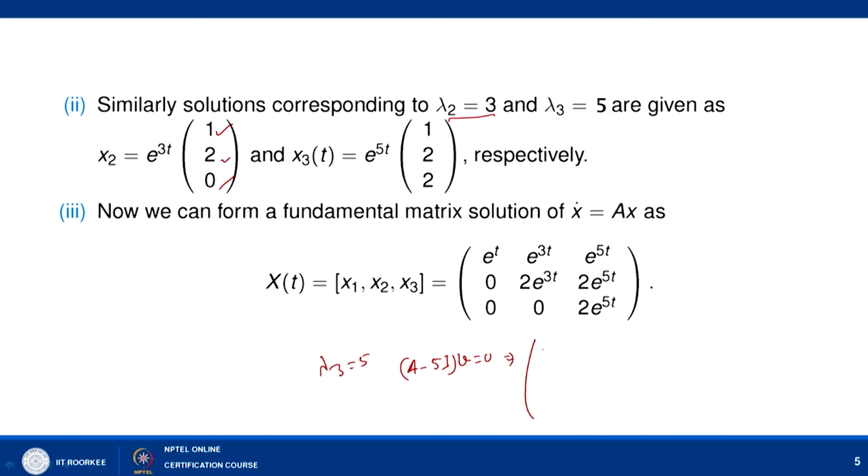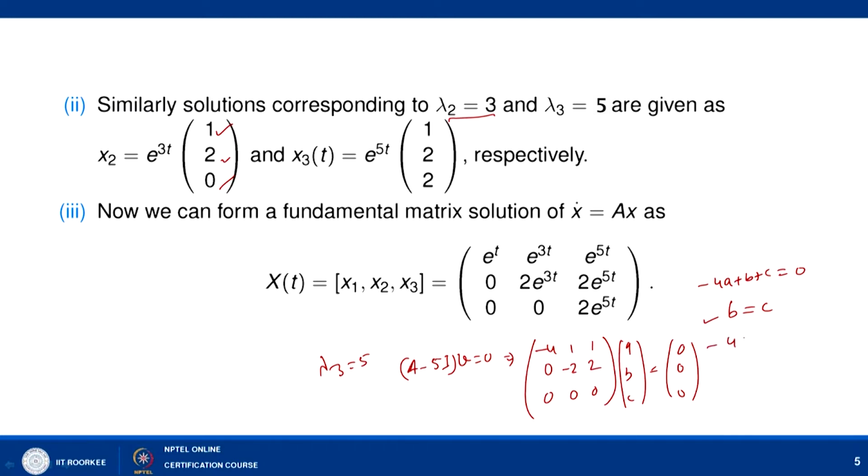Similarly, for lambda 3 equal to 5, A minus 5I into v equal to 0 implies the matrix minus 4 1 1, 0 minus 2 2, 0 0 0, times a b c equal to 0 0 0. Here we can simply say that b equal to c, and minus 4a plus b plus c equal to 0, and in the second row you get minus 2b plus 2c equal to 0. So, minus 4a plus 2b equal to 0, so b you can write as 2a. So, if we take a as 1, then b is 2 and c is again 2. So, corresponding to lambda 3 equal to 5, the eigenvector is given as 1 2 2. So, x 3 t is given as e to power 5t into 1 2 2.